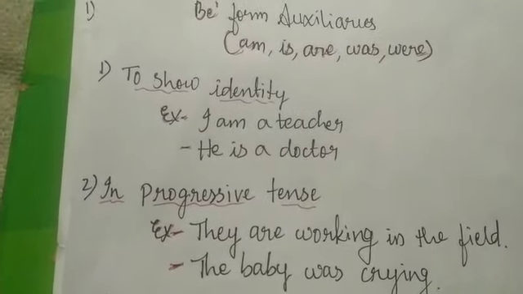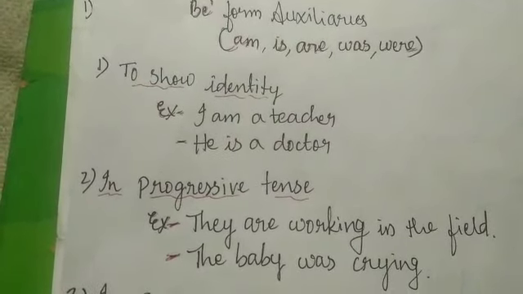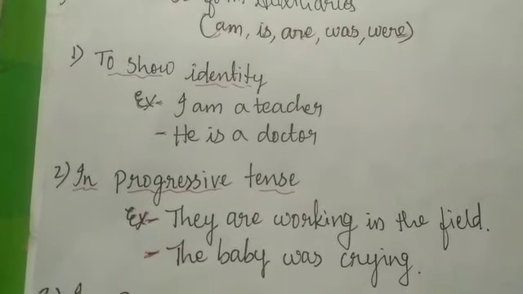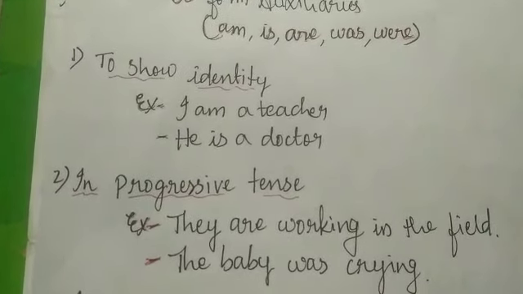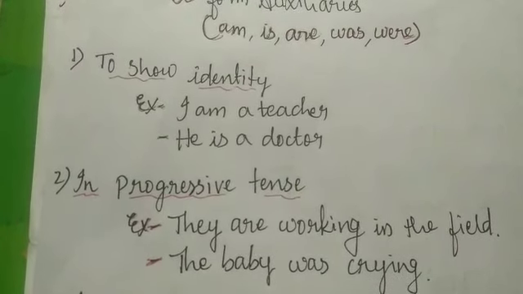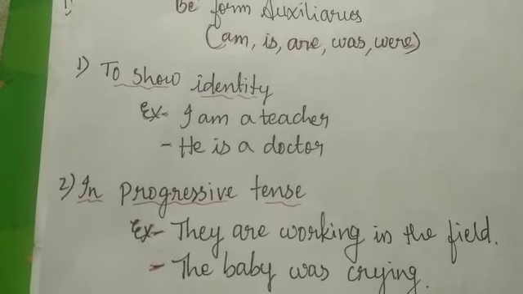Now let us look at the second function of the be form auxiliaries. It is used in the progressive tense or the continuous tense. Example: they are working in the field, the baby was crying. So after are or was, we have the ing form of the verb. Therefore, they are in continuous tense or progressive tense.